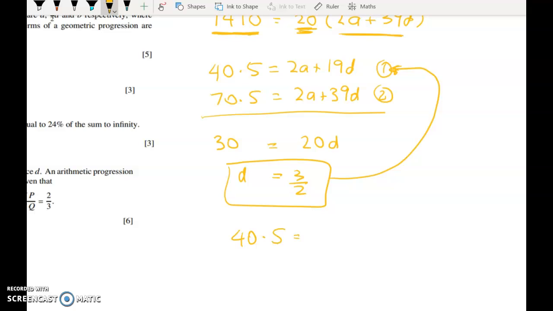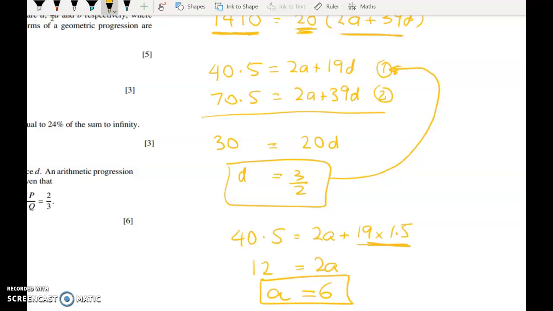40.5 is equal to 2a plus 19 times 1.5. What does that leave me with? That leaves me with 12 is equal to 2a. Working that out and subtracting it from both sides gives me a is equal to 6. So that's good. We've got the first bit of that done.